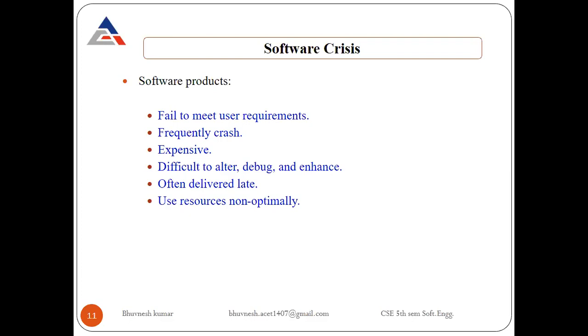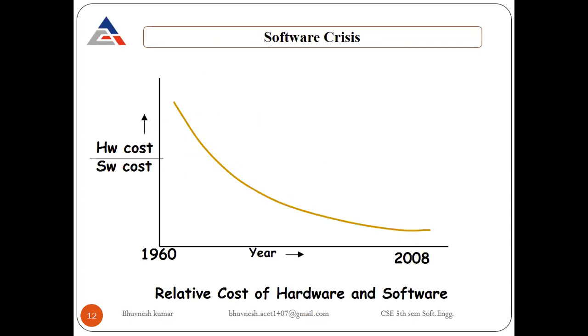Then last is using resources non-optimally. Okay, while making a product, or a software, when I am talking about product it means software. When a developer is developing a product and using fewer resources, then there is also a crisis. And these are the main points of how your software will get into a crisis: fail to meet user requirements, frequently crash, expensive. If the product is expensive, then it is a crisis. Difficult to alter, debug, enhance, often delivered late, or last is your resources, if fewer resources are used while developing a product.